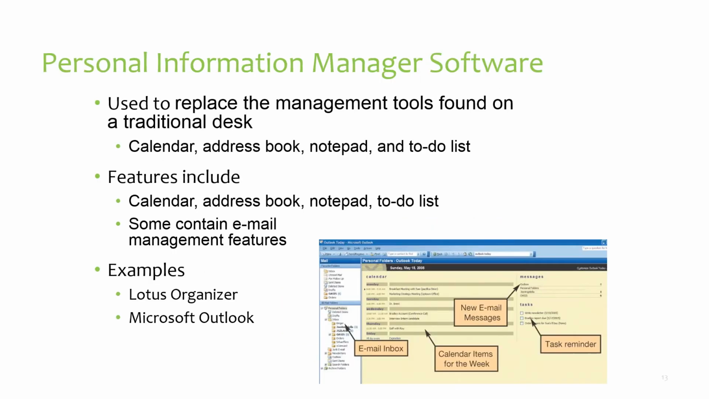Most productivity software suites contain some form of personal information manager, PIM, software. These programs strive to replace the management tools found on a traditional desk, such as a calendar, address book, notepad, and to-do list. Some PIMs contain email management features so that you can not only receive email messages but also organize them into various folders, prioritize them, and coordinate them with other activities in your calendar. PIM examples include Microsoft Outlook and Lotus Organizer.